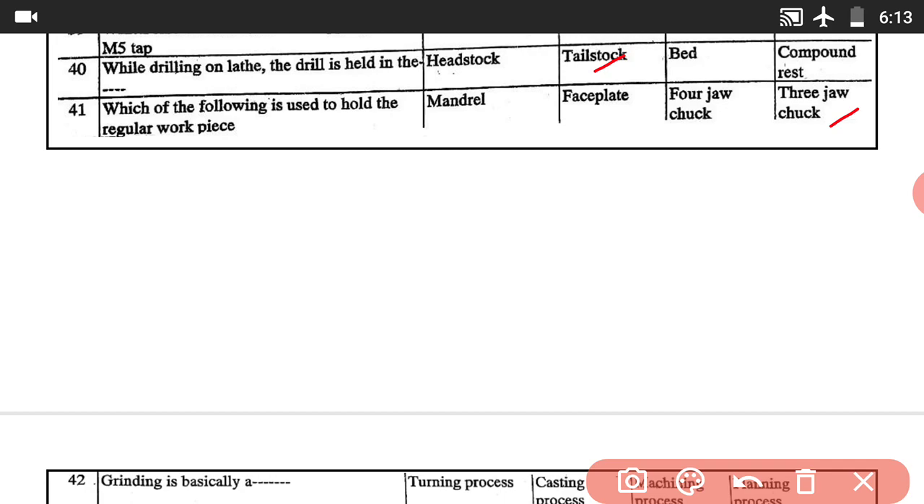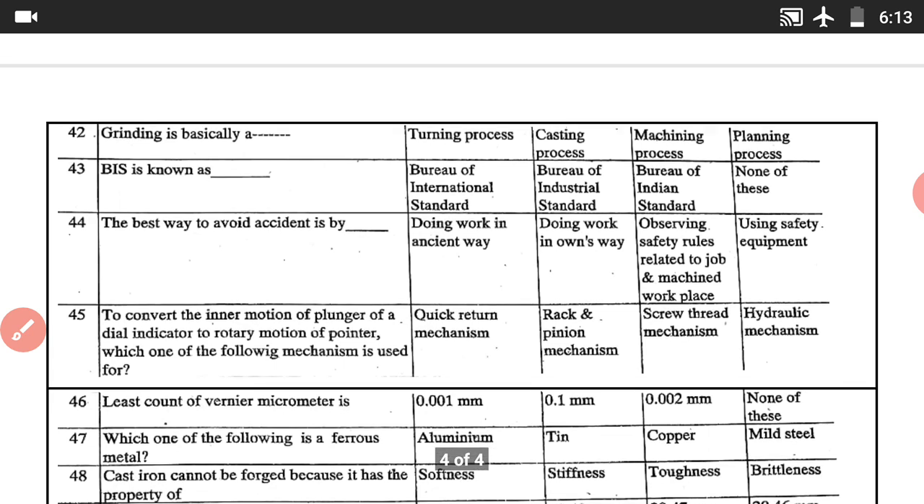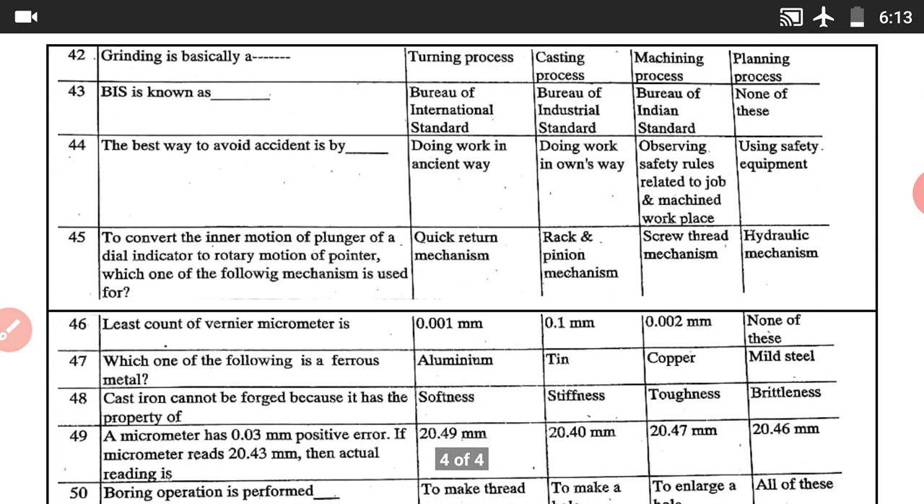Question number 42. Grinding is basically a dash. The answer is machining process. Option C is the correct answer, machining process.